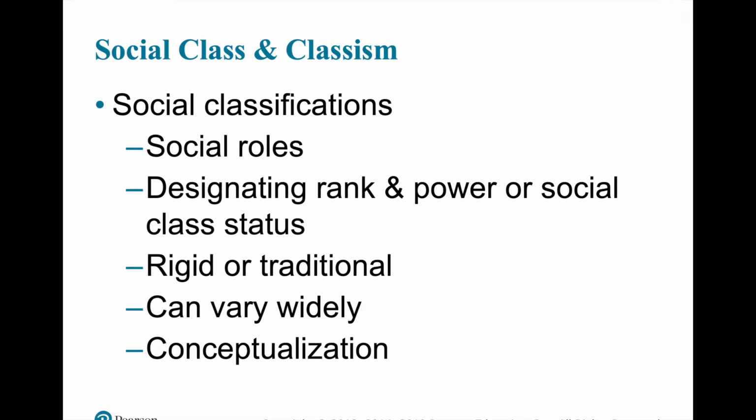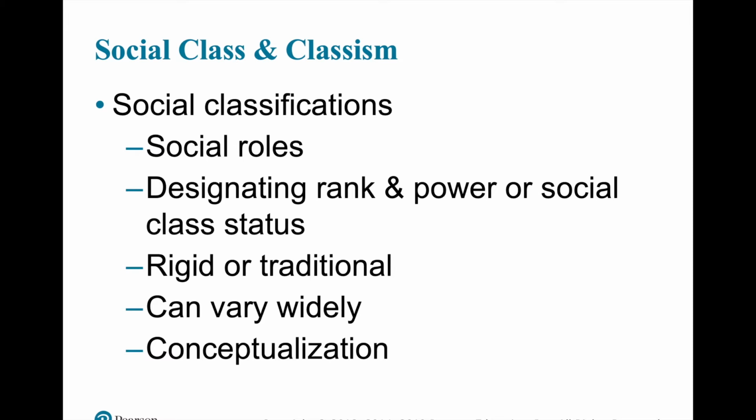Okay, so social classifications may be used to assign social roles, and they can be based on gender, age, race, ethnicity, ability, knowledge, or education. These can be a way of designating rank and power or social class status as well. And social classifications and markers can vary widely within and between cultures across time.